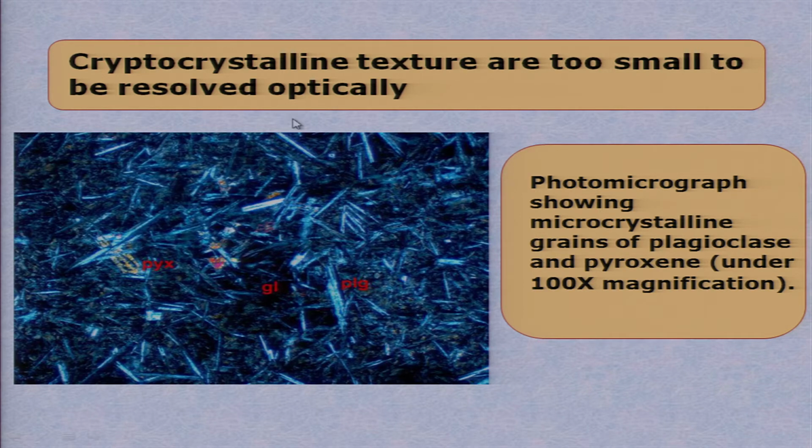Even under the microscope, the cryptocrystalline texture is seen here under this photomicrograph. This is under high resolution, almost 100x. The photomicrograph shows microlites. These rod like minerals are often called microlites, and they are plagioclase and pyroxene crystals, which are marked over this photomicrograph.